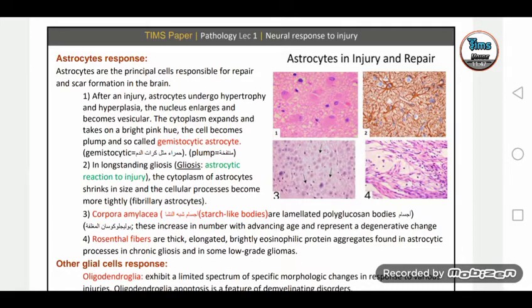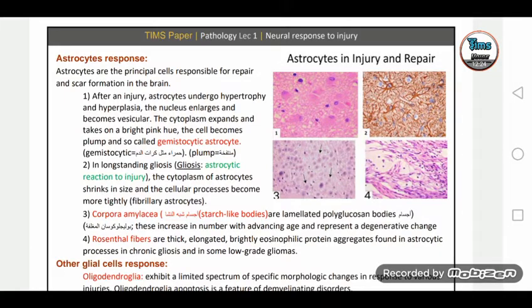The astrocytes undergo hypertrophy, which means they enlarge in size, okay, and hyperplasia, they increase in number as well. So they enlarge in size and increase in number, both hypertrophy and hyperplasia. The nucleus enlarges as well and becomes vesicle-like. So the nucleus of the astrocyte after an injury becomes vesicle-like. It enlarges, the cell itself enlarges, and the cell undergoes hyperplasia as well.